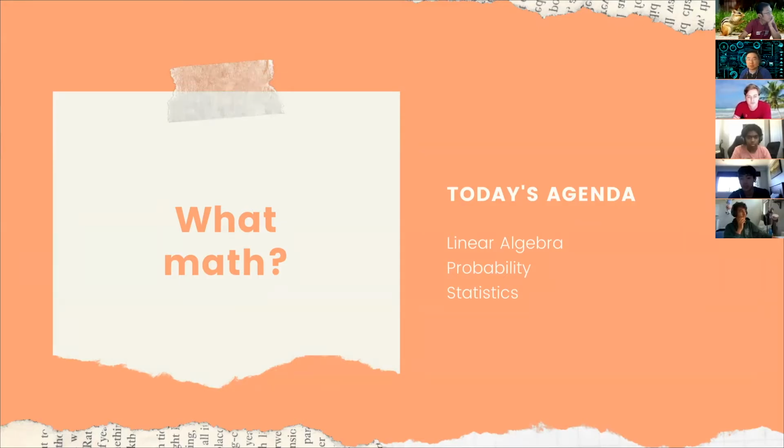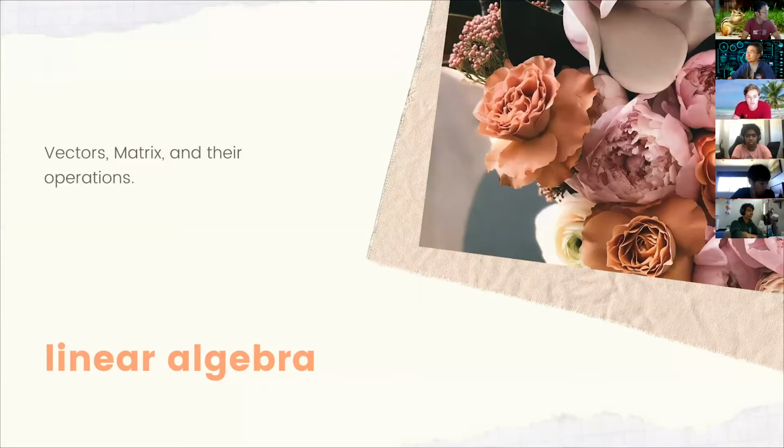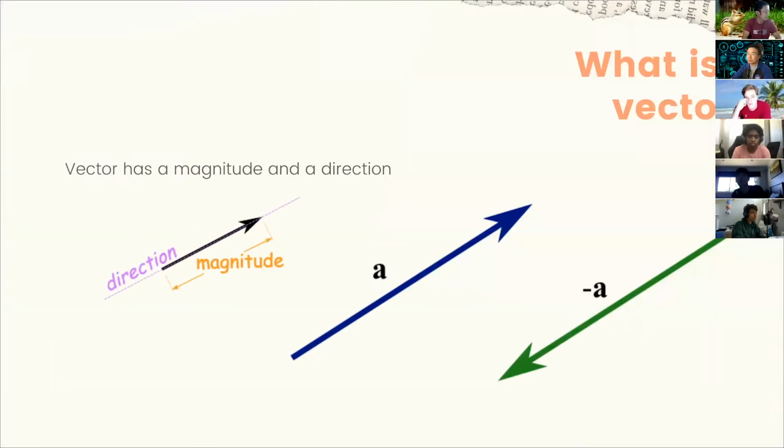So today's agenda: as I said, just 3 topics, pretty simple. We're going to talk about linear algebra, probability, and statistics. All right, so linear algebra, pretty simple. We're going to talk about vectors, matrices, and their operations. A vector is basically this thing that has a magnitude and direction.